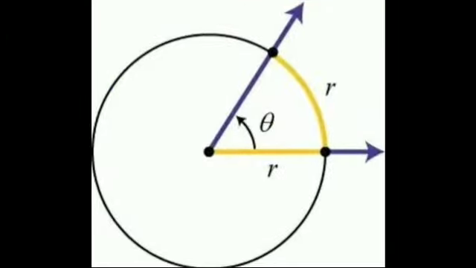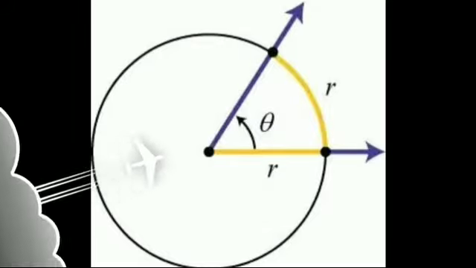1 radian. Define a radian. 1 radian is the angle subtended at the center of a circle by an arc that is equal in length to the radius of the circle. 360 degree is equal to 2 pi radian. 1 radian is equal to 180 degree by pi. That value is 57.3 degree. Here the yellow line shows the angle. The yellow line shows the 1 radian.